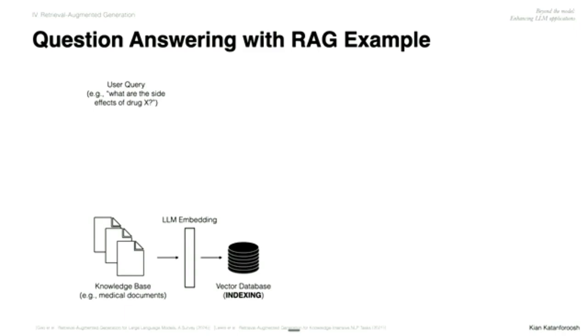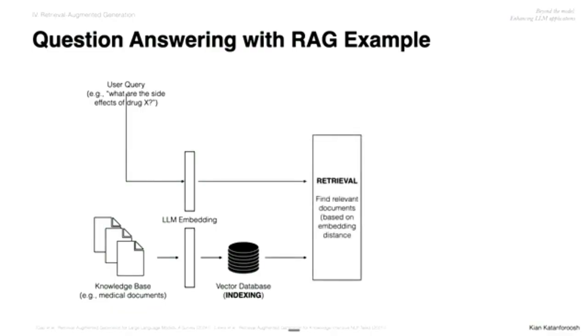A vector database is essentially storing those vectors in a very efficient manner, allowing fast retrieval with a certain distance metric. So what you do is you also embed, usually with the same algorithm, the user prompts, and you run a retrieval process, which is essentially saying, based on the embedding from the user query and the vector database, find the relevant documents based on the distance between those embeddings.